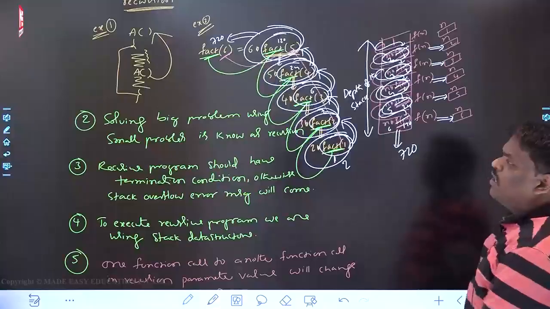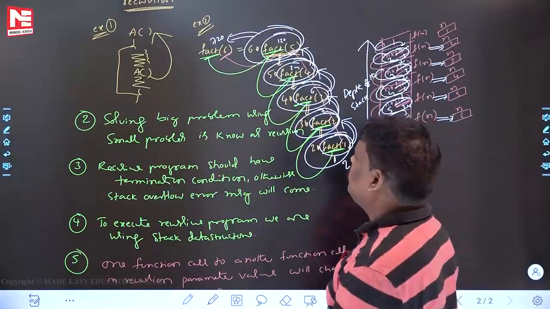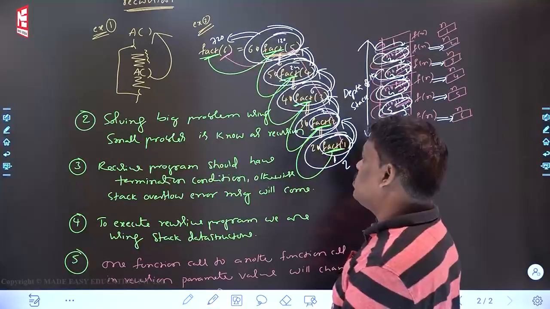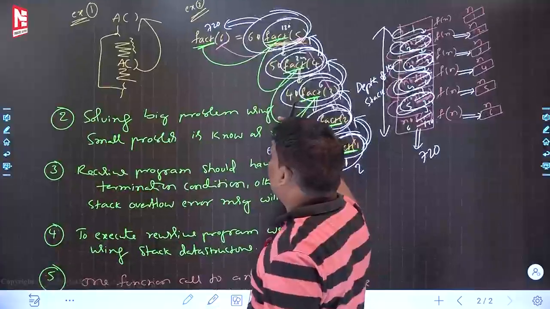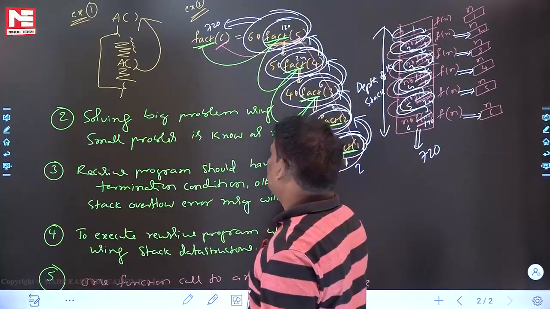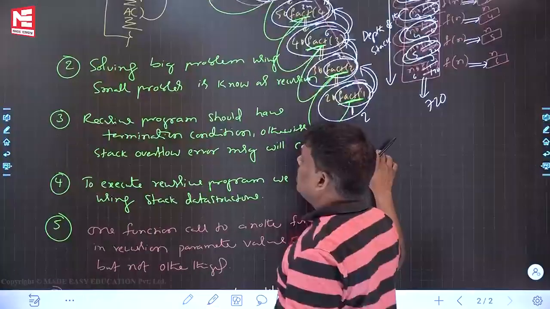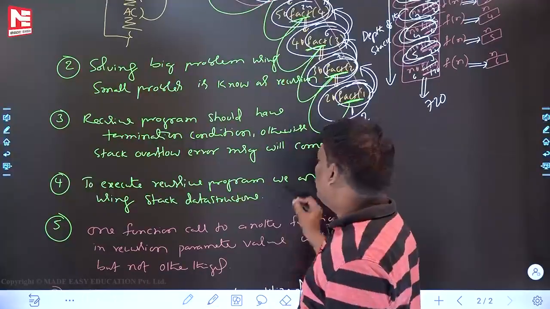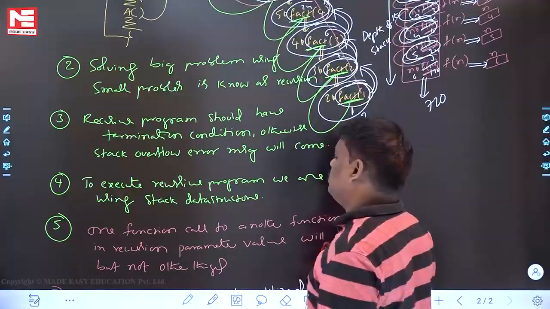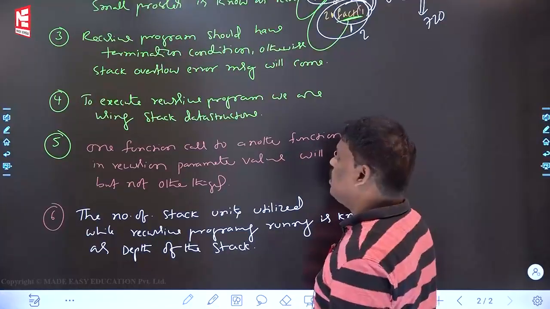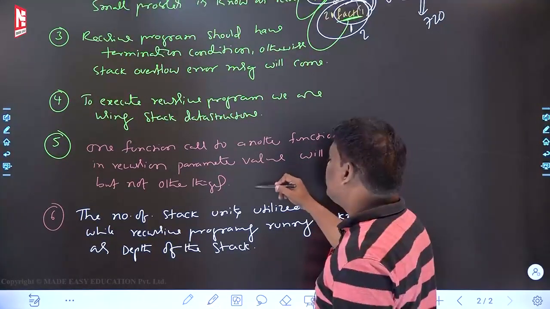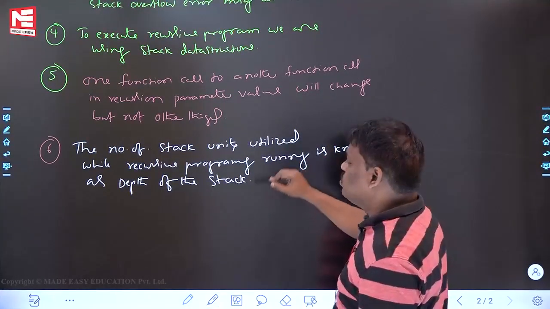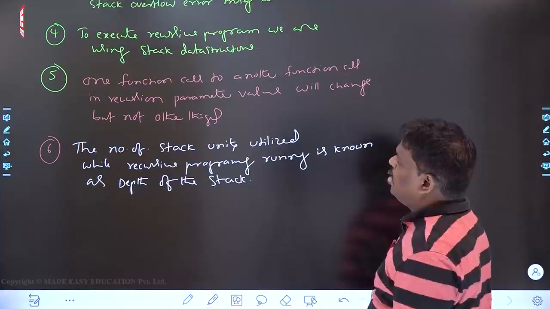Can you help me now? What is the first point? A function calling itself is known as recursion. That is the first point. Next one. Another way of saying recursion: solving a big problem using small problems is known as recursion. Next one. A recursive program should have a termination condition, otherwise a stack overflow error message will come. Next one. To execute a recursive program, we are using the stack data structure. Next one. From one function call to another in recursion, the parameter value will change but not other things. Next one. The number of stack units utilized while a recursive program is running is known as depth of the stack.